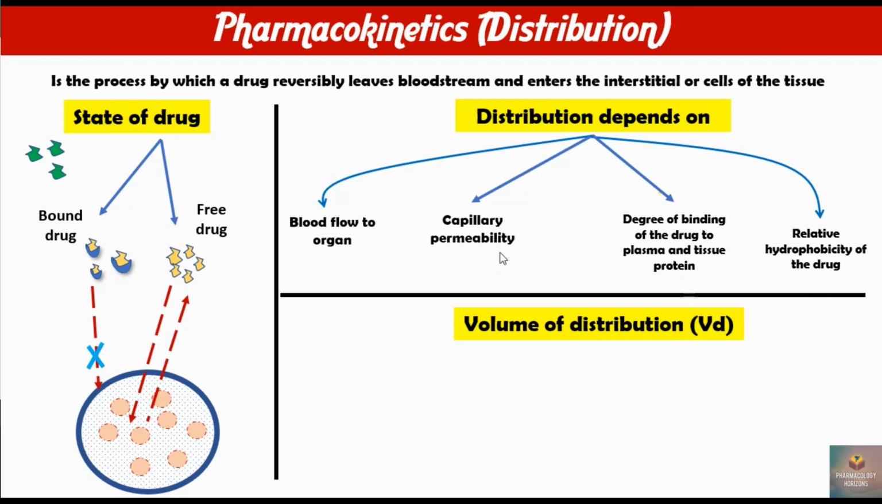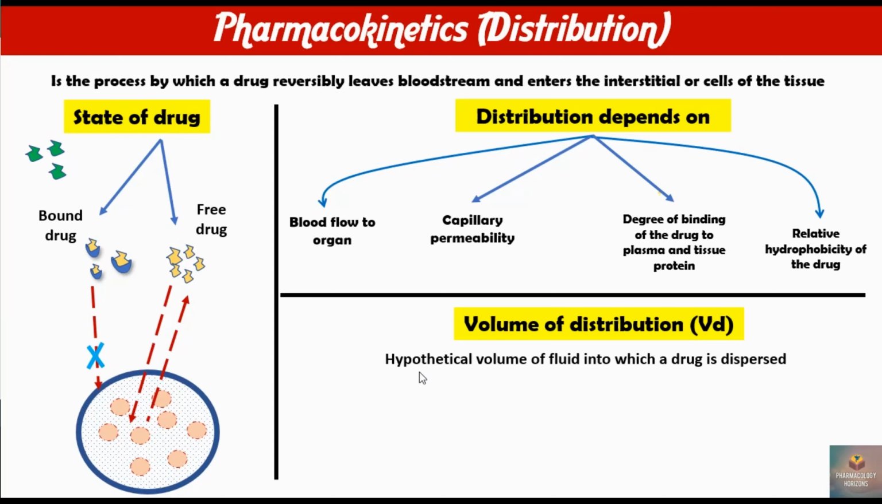We have here what's called the volume of distribution. Volume of distribution is a hypothetical volume of fluid into which a drug is dispersed. Hypothetical means it's not real. However, it will give a hint about where the drug is distributed.